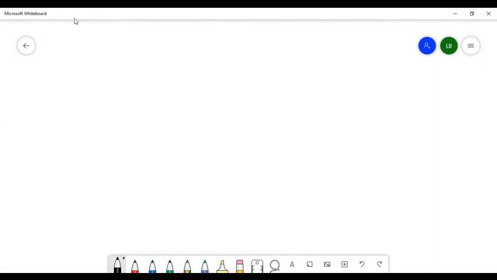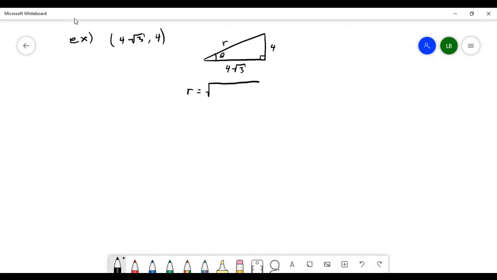If we wanted to look at converting some points, say the rectangular point 4 square root 3 comma 4, and we wanted to convert it to polar, we can always think about this as being a triangle with our x component and our y component, and we're looking for this angle here and this radius here. And our radius, of course, we can use the Pythagorean theorem. It would be 4 root 3 squared, which is 16 times 3, 48, plus 4 squared is 16, gives us the square root of 64, which is equal to 8.